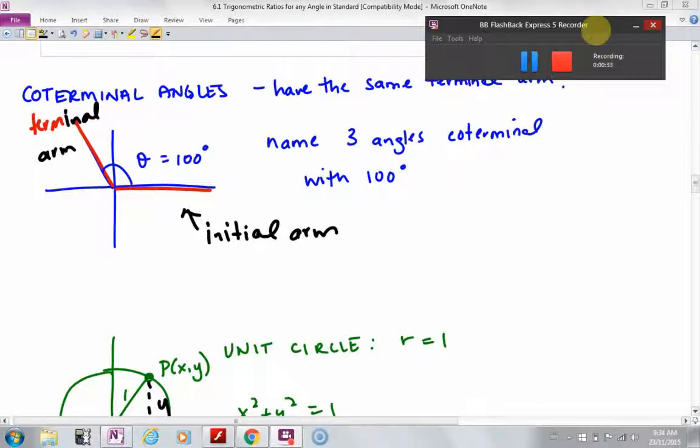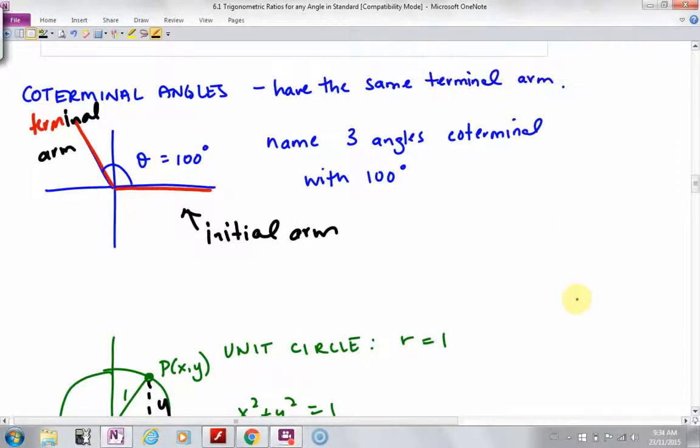Let's start by talking about coterminal angles. So what we mean by coterminal, co just means share, and terminal means that they share the same terminal arm. Okay? So we'll review the terminology from last year as far as when we talk about angles in standard position.